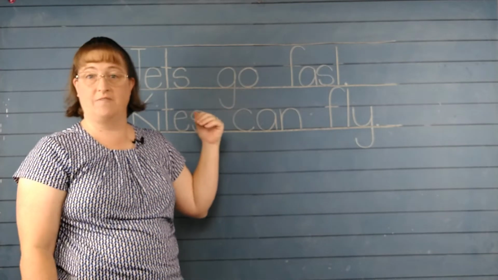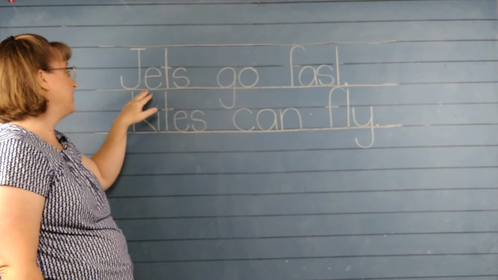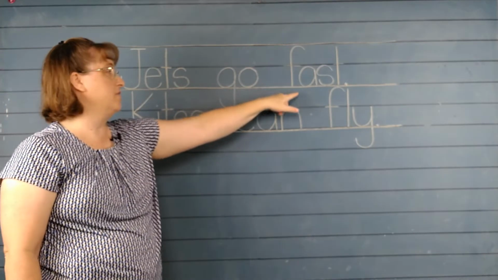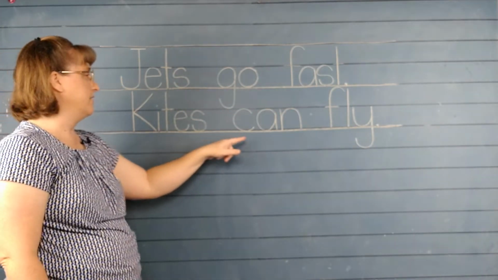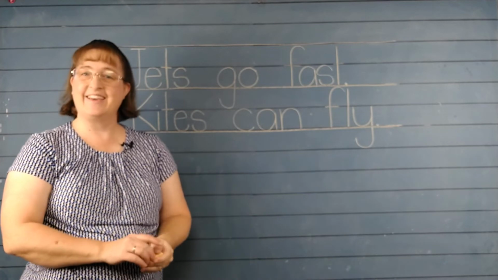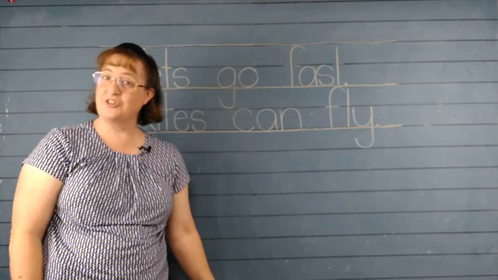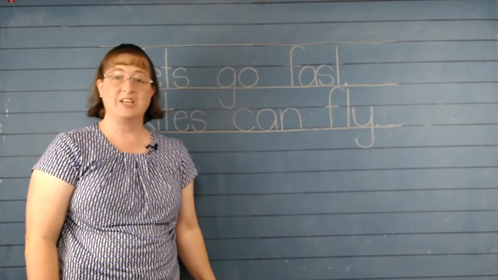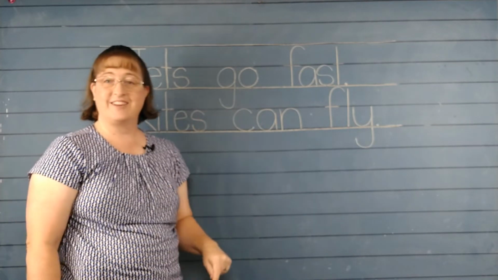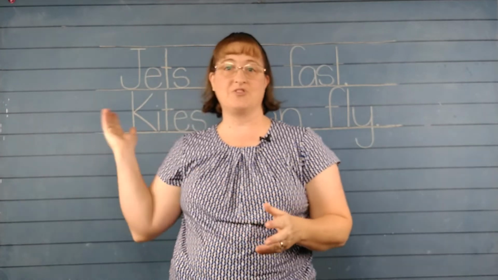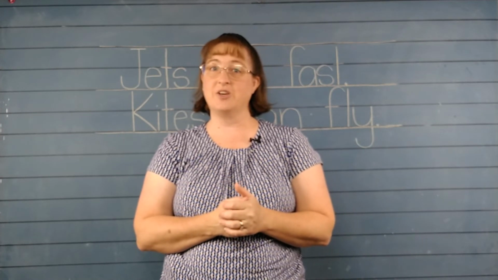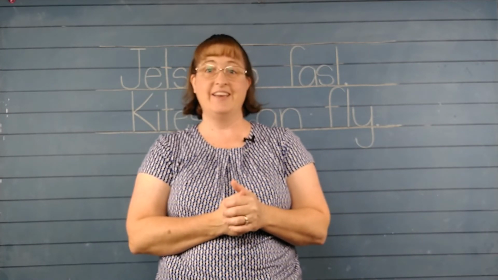Let's read all of these sentences together. Jets go fast. Kites can fly. Can you think of a picture you could draw in color that would match these sentences? Okay, good job. I hope you're saving your sentences so that you can go back and practice reading with your sentences that you've written.